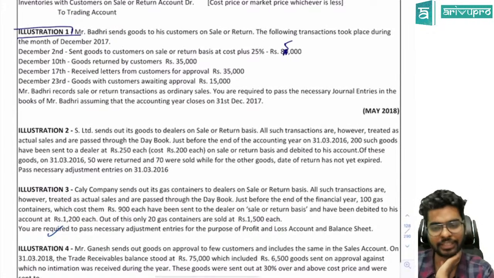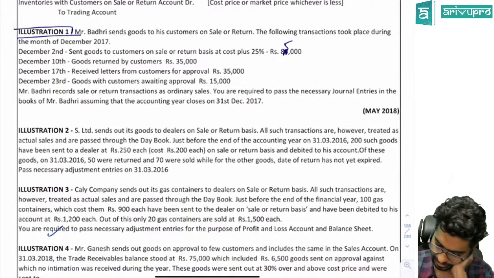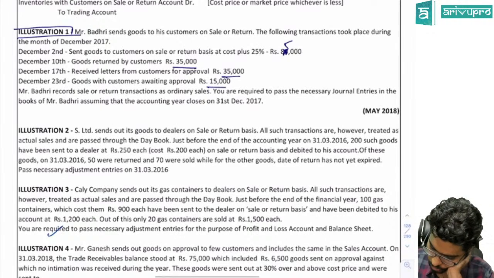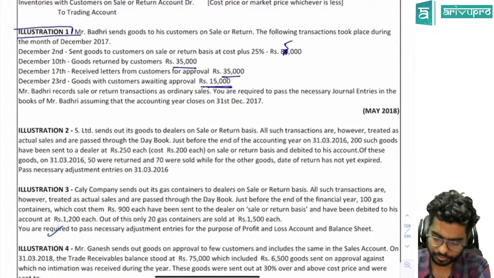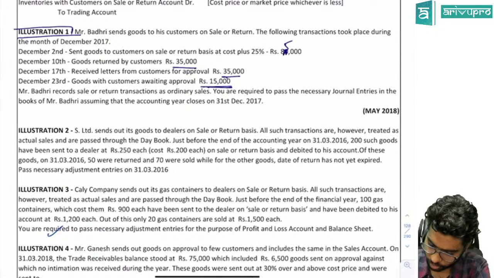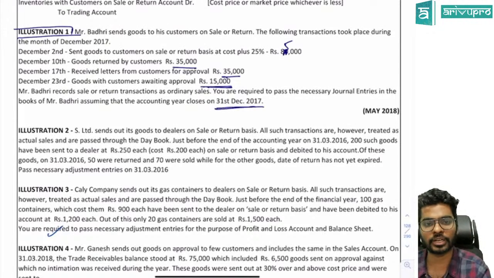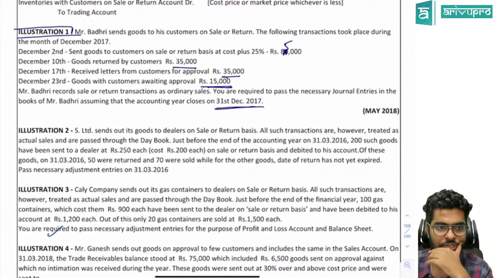For my purpose I'll take it as 85. Returned goods awaiting approval is 15,000. Now Badri records transactions on 30th March. Easy question.